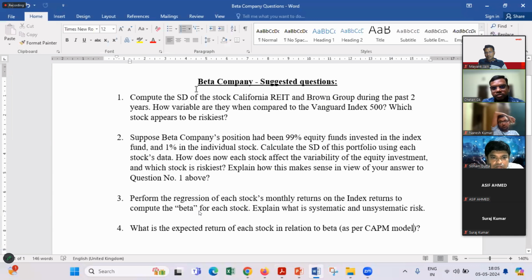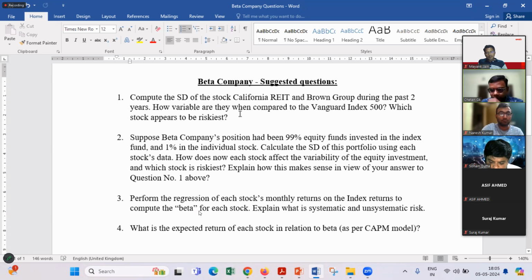I hope this Word document is visible to everybody, and that everybody has downloaded it. Let us go to the first question. Compute the standard deviation of the stock Californian REIT and Brown Group during the past 2 years. How variable are they when compared to Vanguard Index 500? Which stock appears to be riskiest?